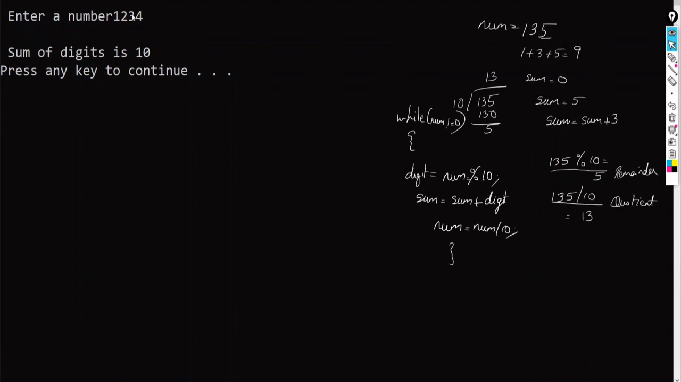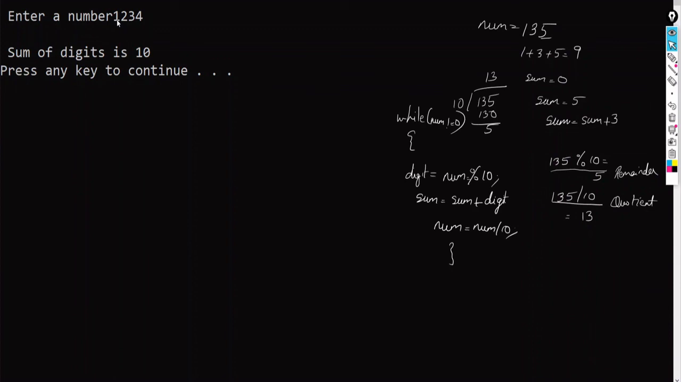So here, how many times will this loop be executed? First time, 1234 / 10 becomes 123. Num becomes 123 and you get digit 4. In the second loop, what will happen? Digit will be 3 and now num will be 12. In the third loop, digit will be 2 and num will be 1. In the fourth loop, what will happen? 1 will be the remainder and now the number is 0.